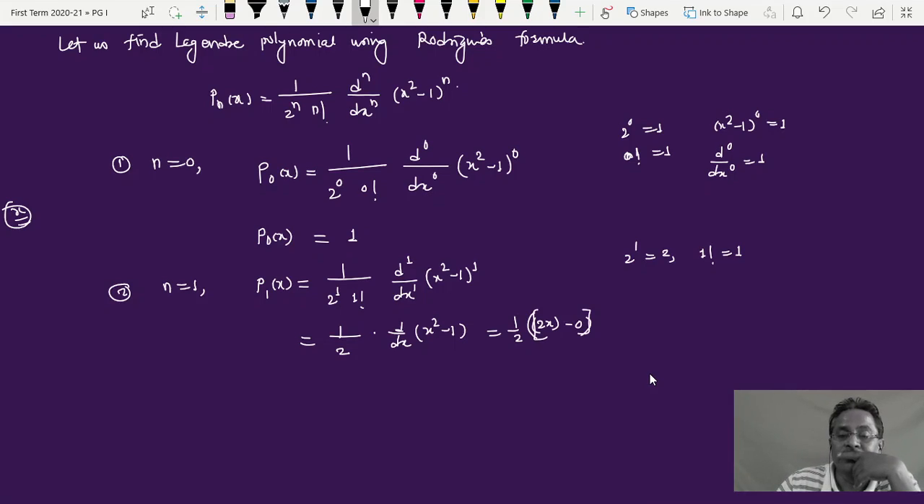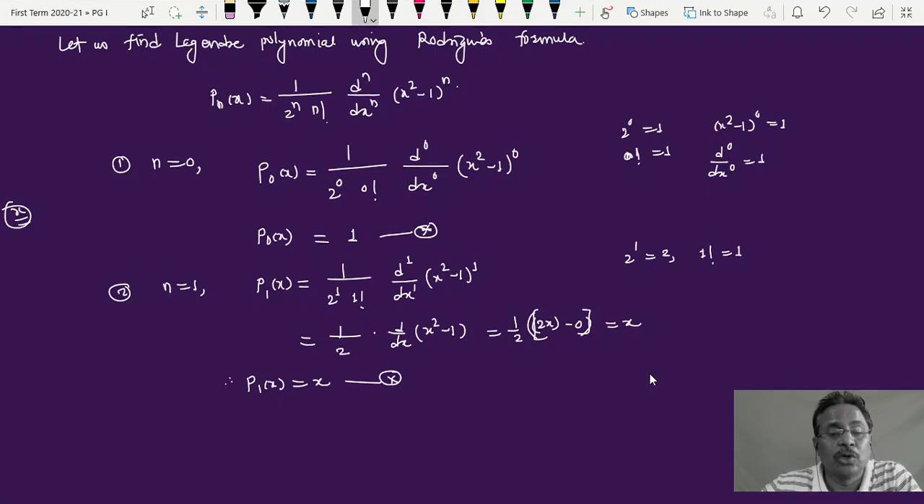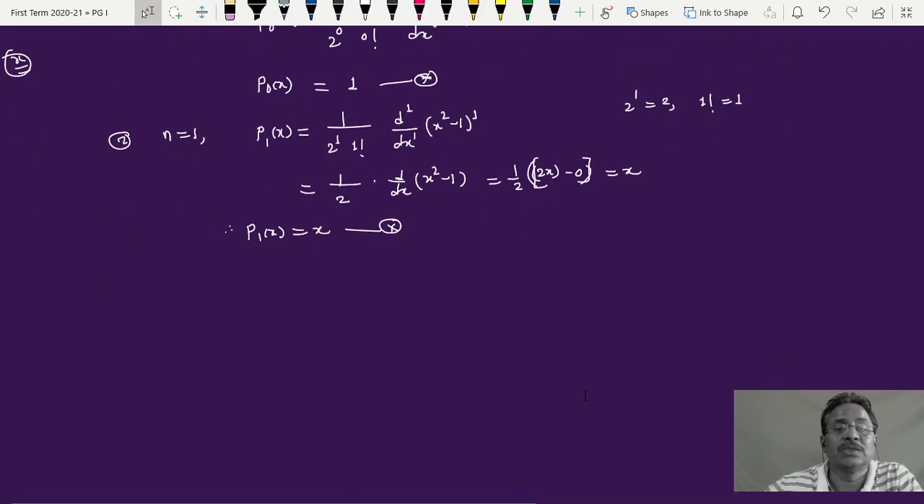Solving this, 2x minus 0 is twice x, so the 2 will get cancelled and you will get x. Therefore P1 of x is equal to x. This is my Legendre polynomial. This is my first Legendre polynomial of order 0. Legendre polynomial of order 1 is equal to x. That is what we obtained from this Rodriguez formula.